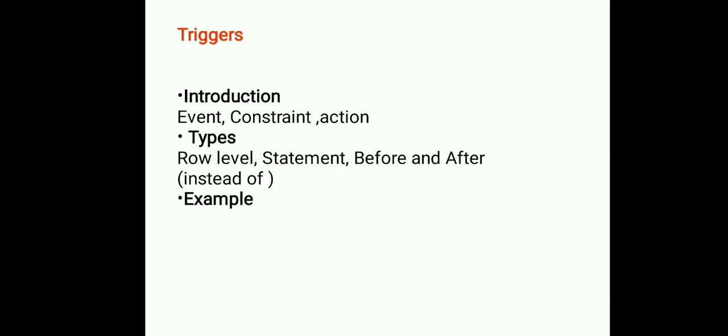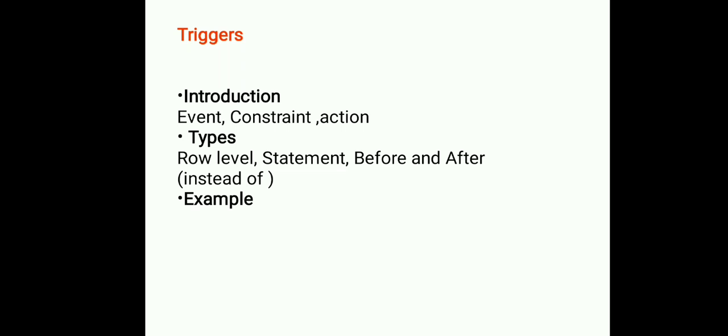The second part I said is the trigger constraint. It specifies the boolean expression that must be true for the trigger to fire. This condition is specified using the when clause. The third part is the trigger action. It is a procedure that contains the code to be executed when the trigger fires. So this is the basic introduction of the trigger. Then I have written their types. So triggers have types: a row trigger, a statement trigger, or before and after triggers.